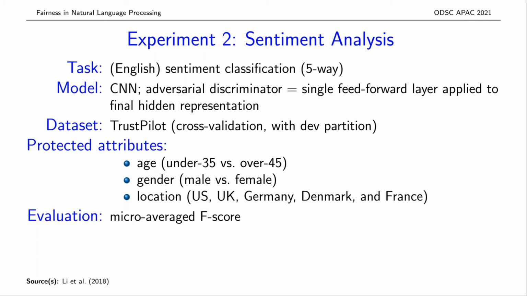And the second set of results is in terms of sentiment classification, 5-way, from 1 star to 5 stars, Trustpilot data again, simple CNN model, 3 protected attributes in this instance: binary gender again, young versus old, I'm including myself as old, and location across 5 different countries.